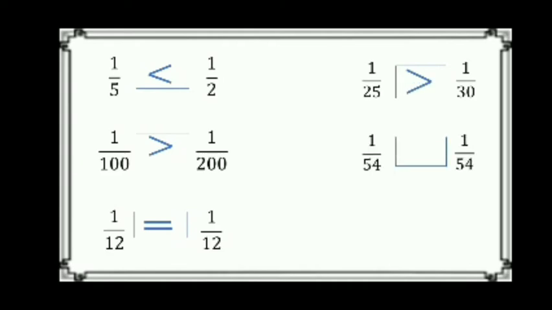1 upon 54 and 1 upon 54. Now here again, both the fractions are the same. So, the fraction is neither a bigger fraction nor a smaller fraction. They are both equal. So, we put the equal to sign. Next, 1 upon 90 and 1 upon 85. The bigger fraction is 1 upon 85.